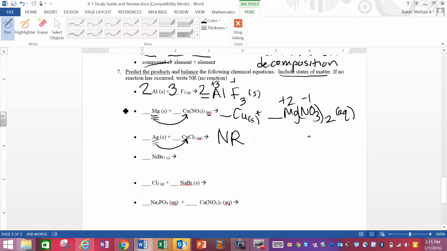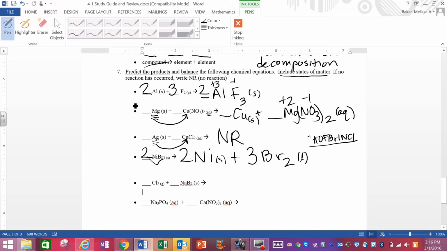Next one down looks like a decomposition reaction, a divorce. So Ni is splitting up from Br, so I write that, and then I check Hofbrinkel. Is one of those elements part of this mnemonic to remember the 7 diatomic elements? Yep, bromine is. Now this is not balanced. By the way, nickel is a solid, bromine is a liquid. So I'm going to make odd numbers even. 2 times 3. So I'm going to need a 3 there, and I'm going to need a 2 in front of my nickel.